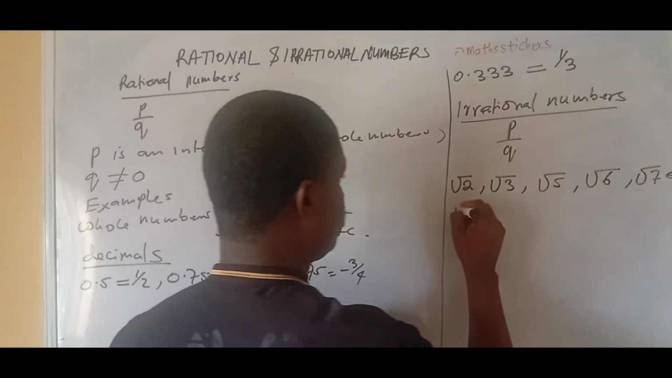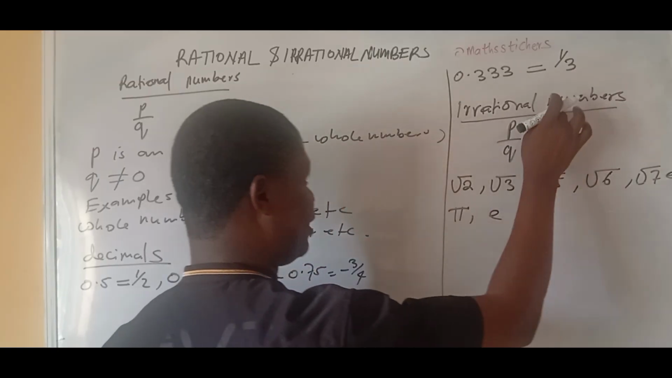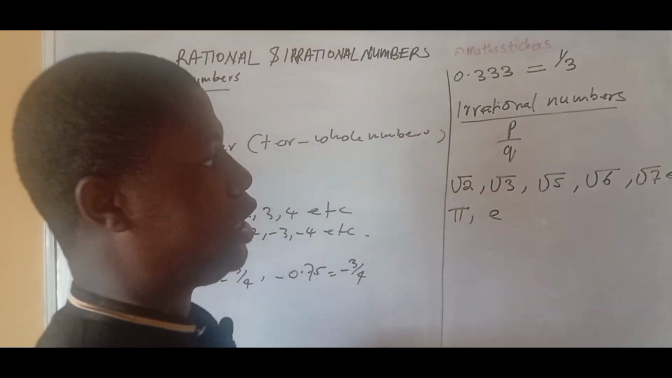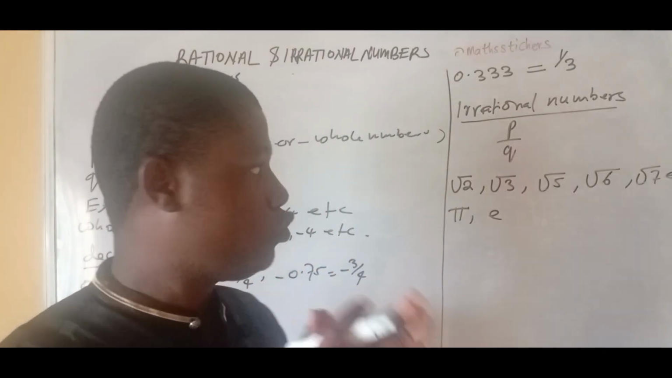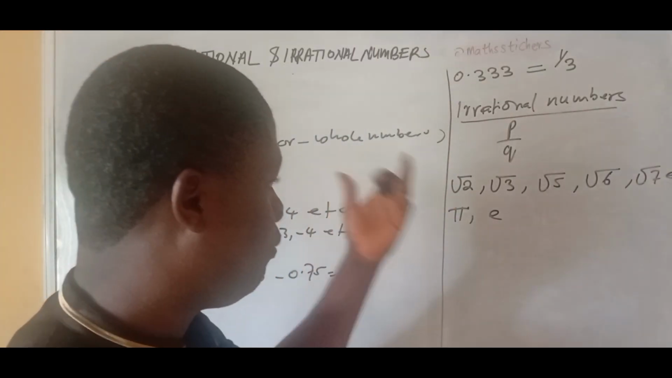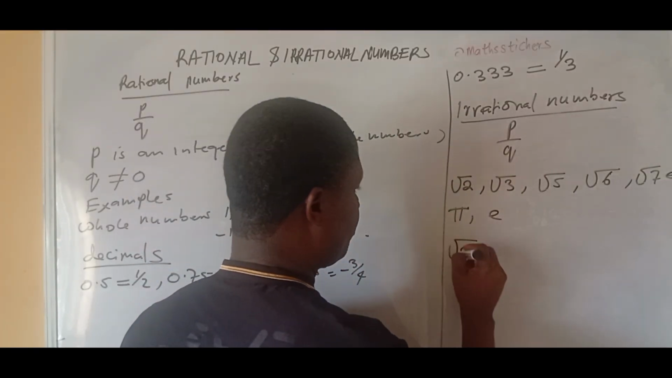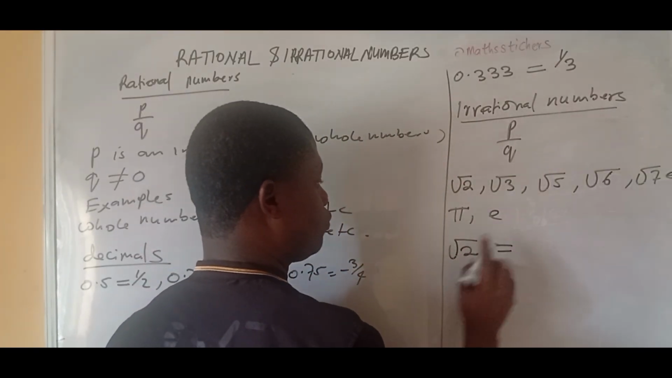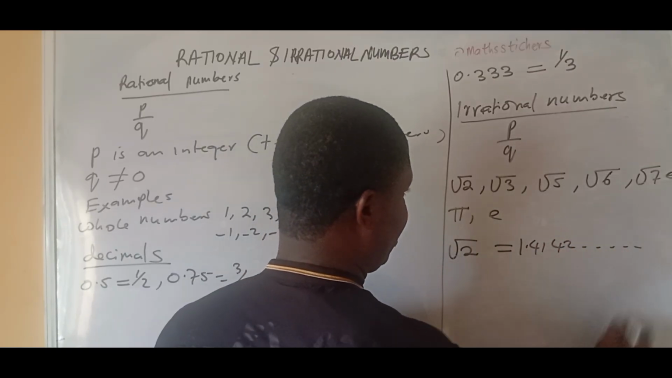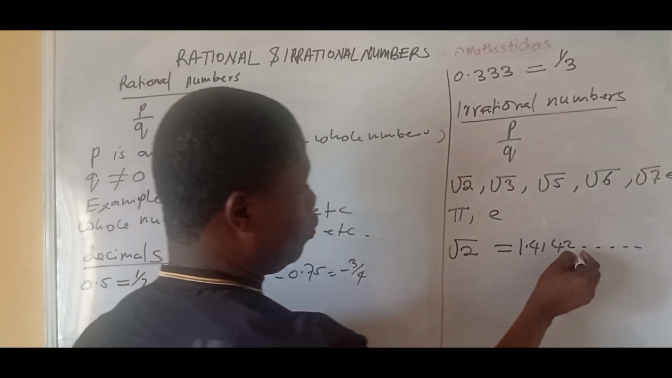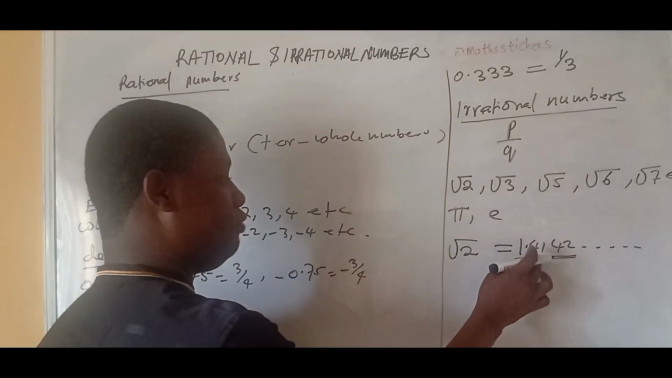Pi can also be regarded as an irrational number, and Euler's number is regarded as an irrational number, because we don't know their exact values. What we make use of is their approximate value. Now, let's take, for example, the square root of 2. You'll find out that the square root of 2 is 1.4142, and the number continues. But here we approximate it to 1.4142. So we make use of the approximate value.